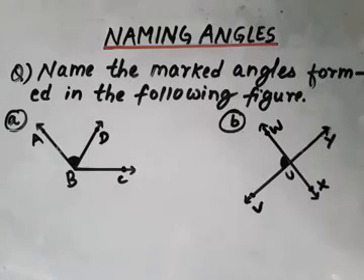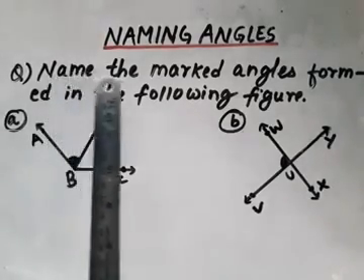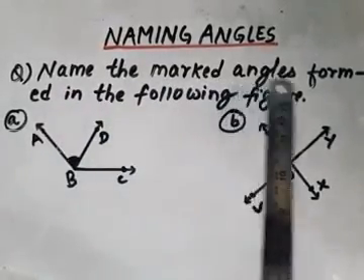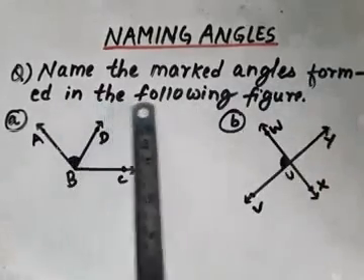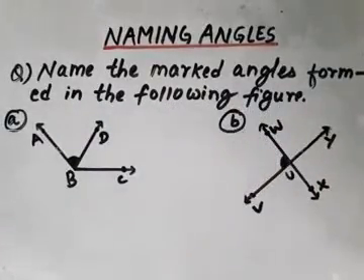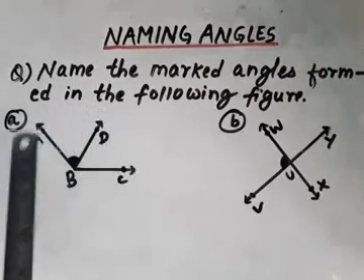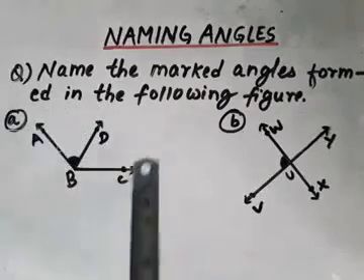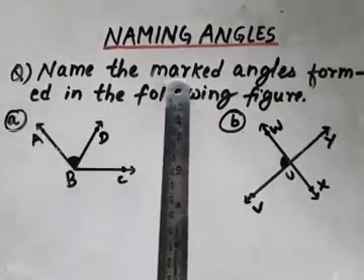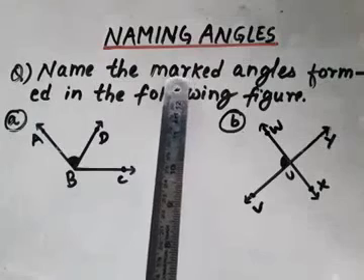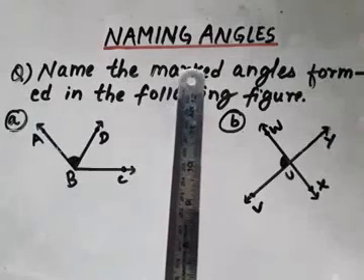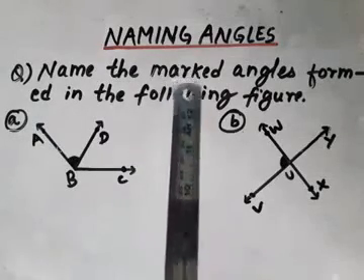So, here I brought some questions for you. So, students, your question is: name the marked angles formed in the following figure. So, students, in question number A, here is a figure, and from this figure you are supposed to name the marked angle, only marked angle.